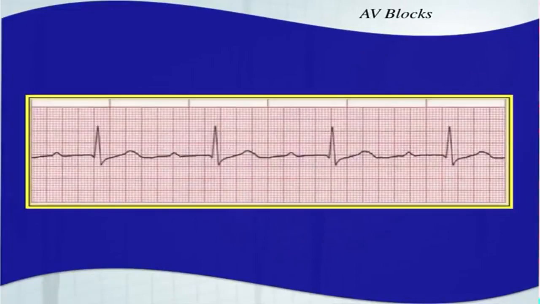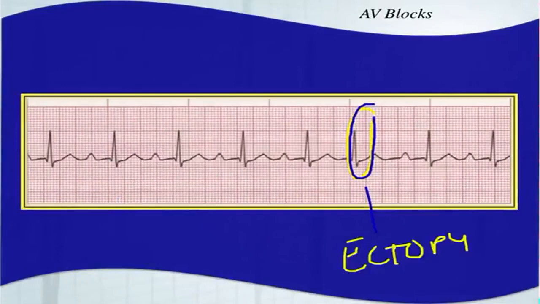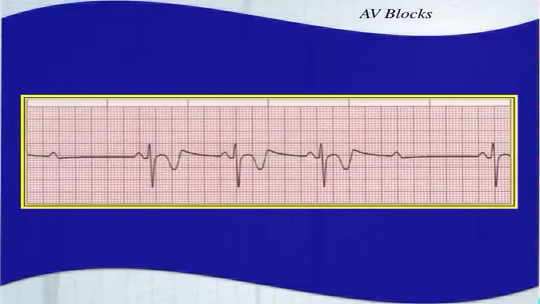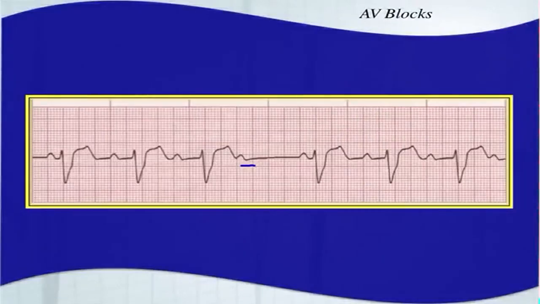Let's go back to our algorithm. It's been a while since we've looked at it. So we said our PR interval is not a constant length. And then we're going to ask if we have a P wave for every QRS complex. If you have a P wave for every QRS complex, it's a Mobitz 1. If you do not, it's a third degree AV block. So let's go back to that one we were looking at. It's been so long since I looked at the algorithm after going through all these that I forgot what happens when you have a changing PR interval. Alright, so here's that one we were talking about again.